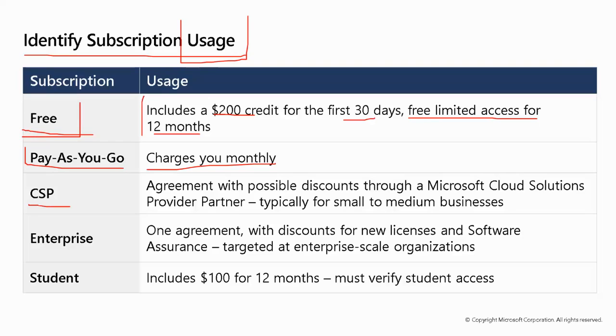Of course, this is going to be bigger, with everything you're going to have. It's one agreement. We have discounts for new licenses and software assurance, and it's targeted at enterprise scale, like huge scales, you know, like many departments, many users, many workers, and so on.